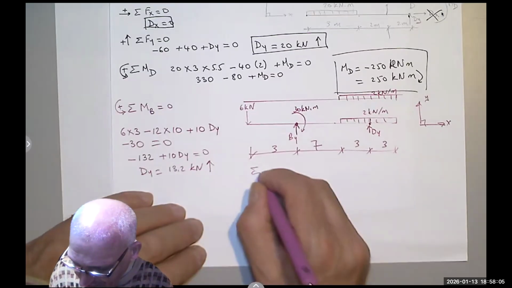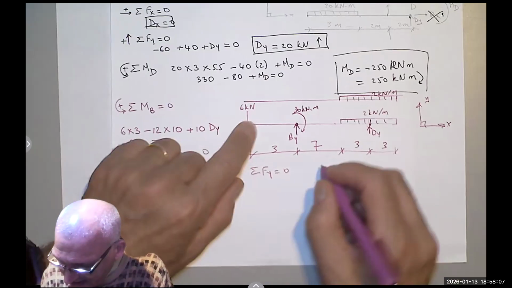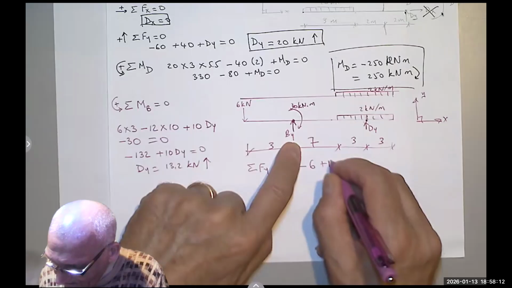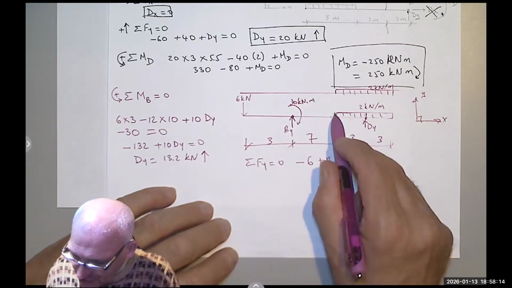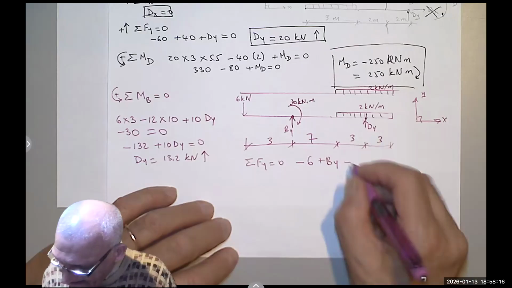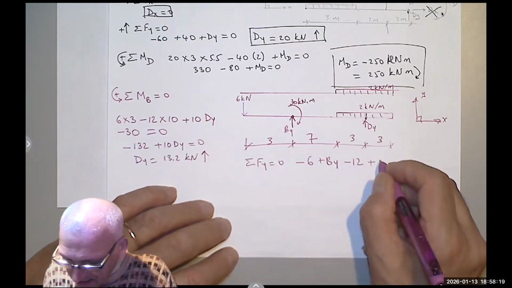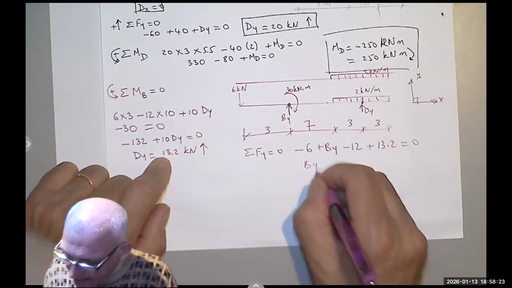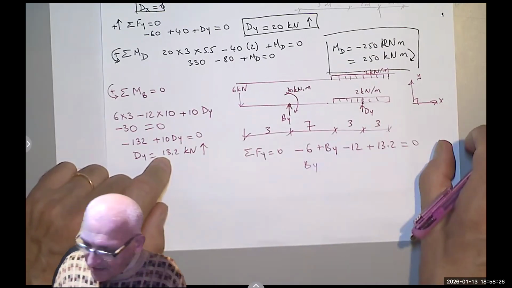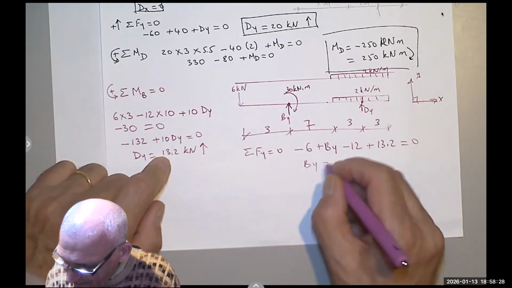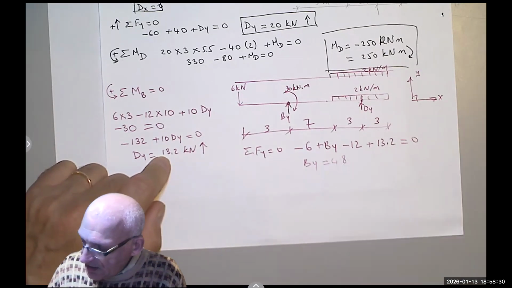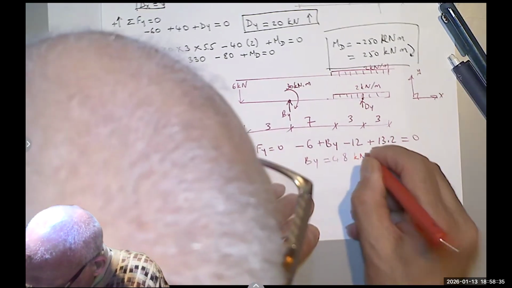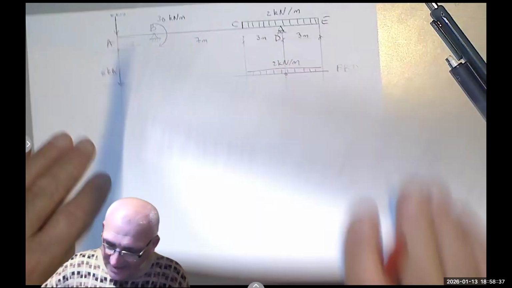Finally, I do the summation of the forces in the y equals 0. I have 6 going down, so negative 6 plus By, minus 12, the 2 times the 6 again, plus 13.2 equals 0. So By, when I move them, this would be 18, and you subtract 13.2, so you get 4.8 kilonewton, also positive, meaning it's up. So now I will go back here.